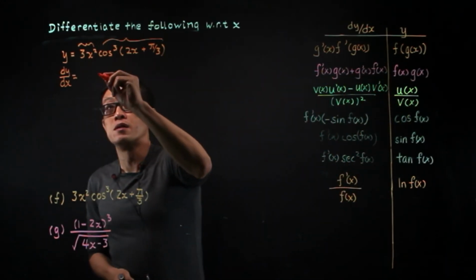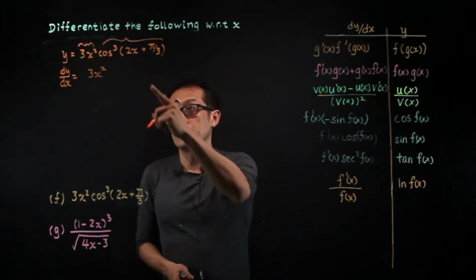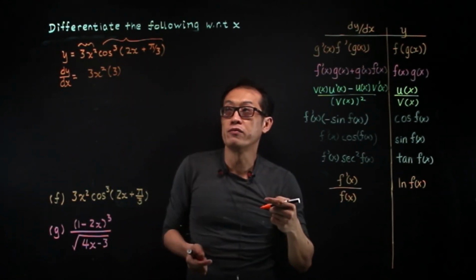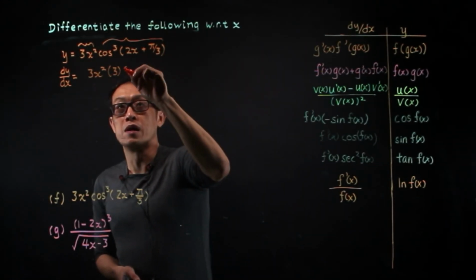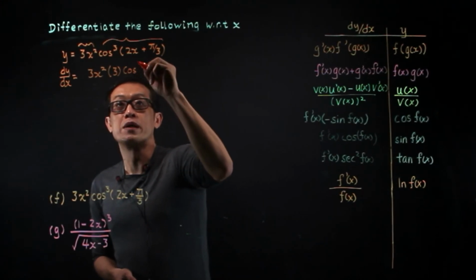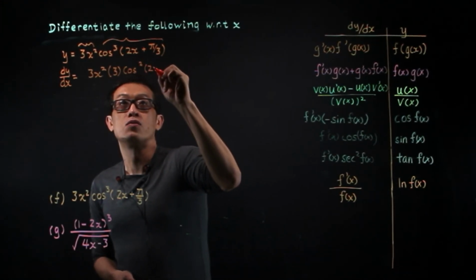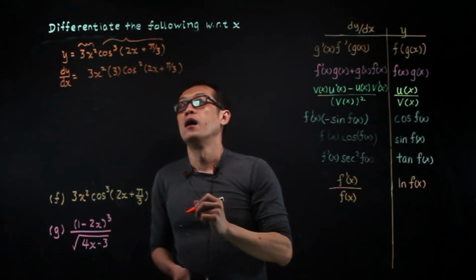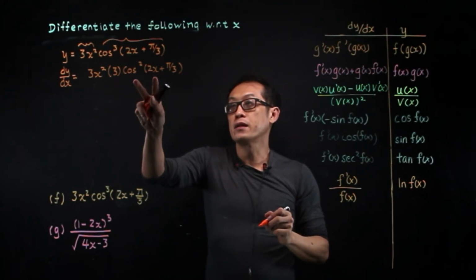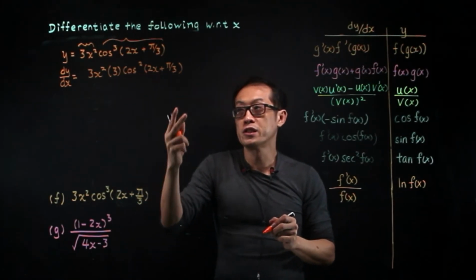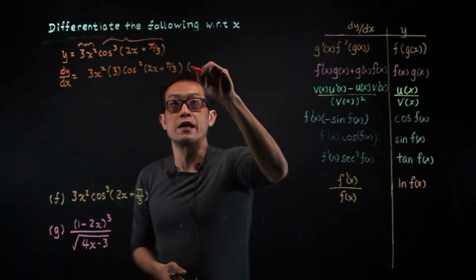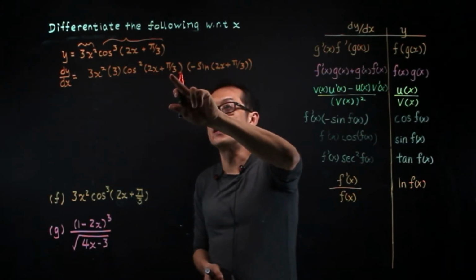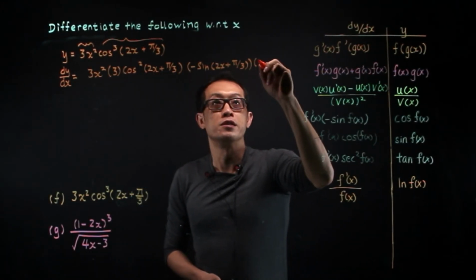Now let's keep this. Let's try to differentiate this. We bring down the 3, so this will be 3. We differentiate the cos cube first. So the remainder will be cos squared (2x plus pi over 3). Then after that, we differentiate the cos. When we differentiate a cos, it is minus sine. The inside remains unchanged. Then we differentiate the inside, which is a 2.